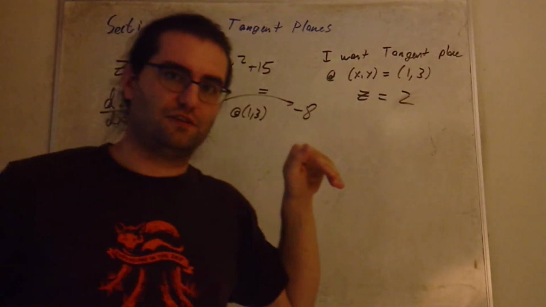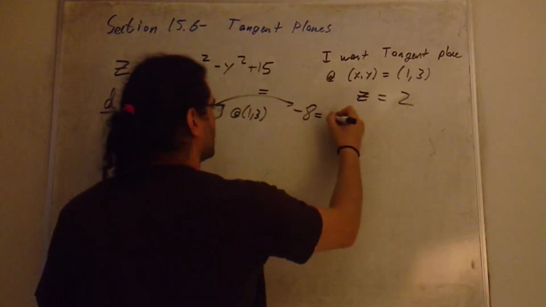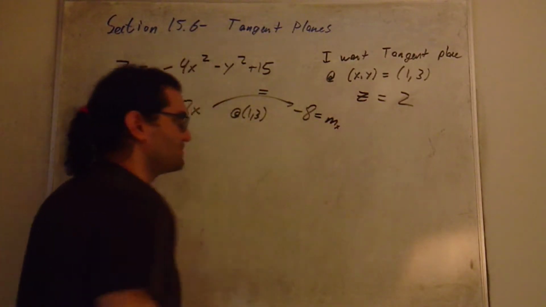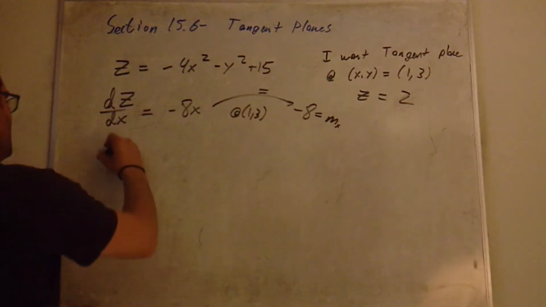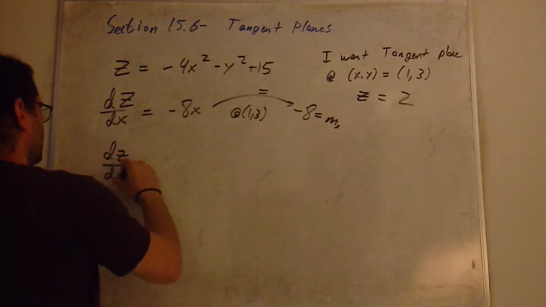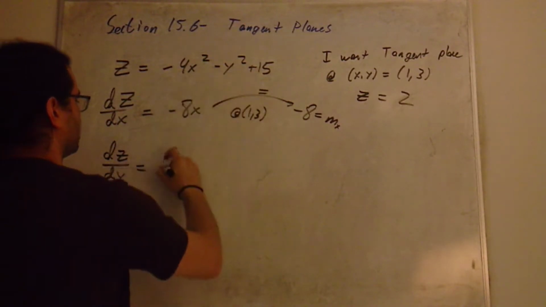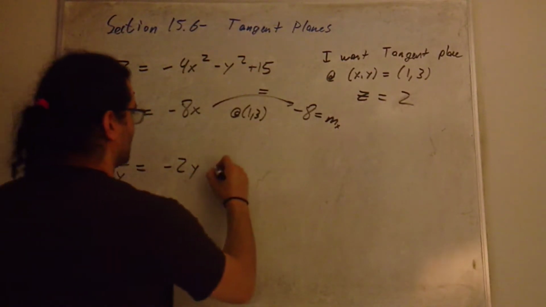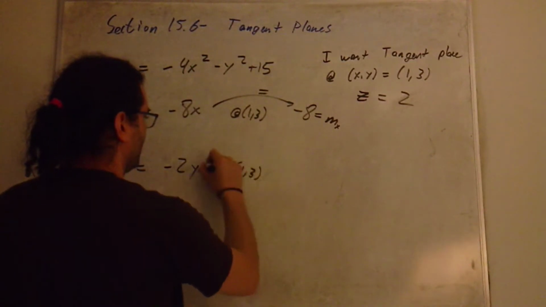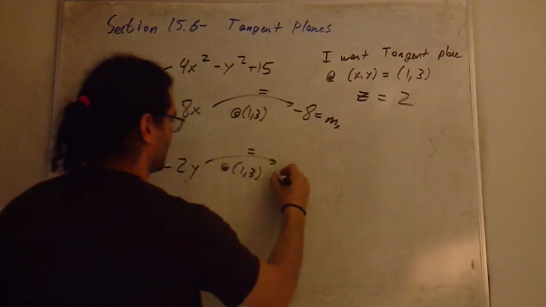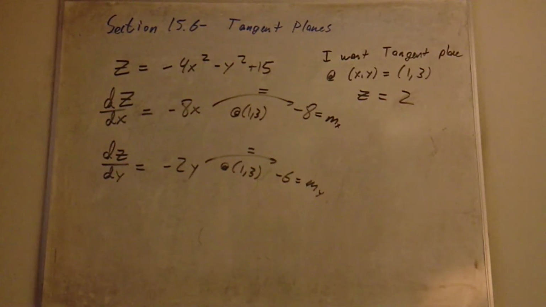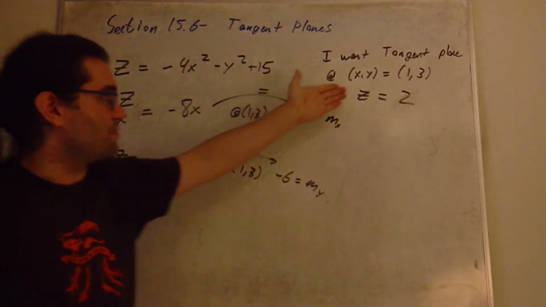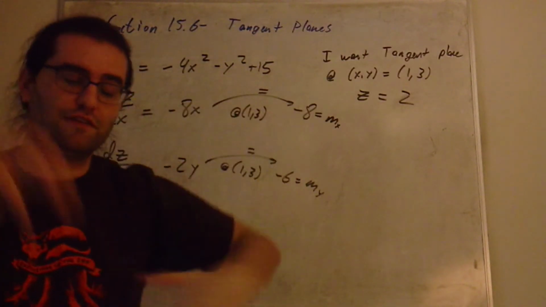That's my slope in the x direction at this point. Sometimes this gets written as mx. That's the slope in the x direction. We also need the slope in the y direction, which is going to be negative 2y. So at 1, 3, that'll give me negative 6. That's my slope in the y direction, my my. So I have my slopes, I have my point, I can start plugging stuff in.